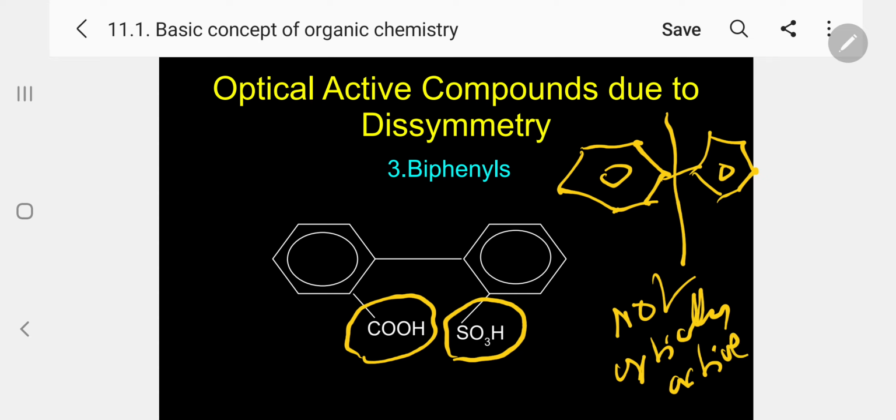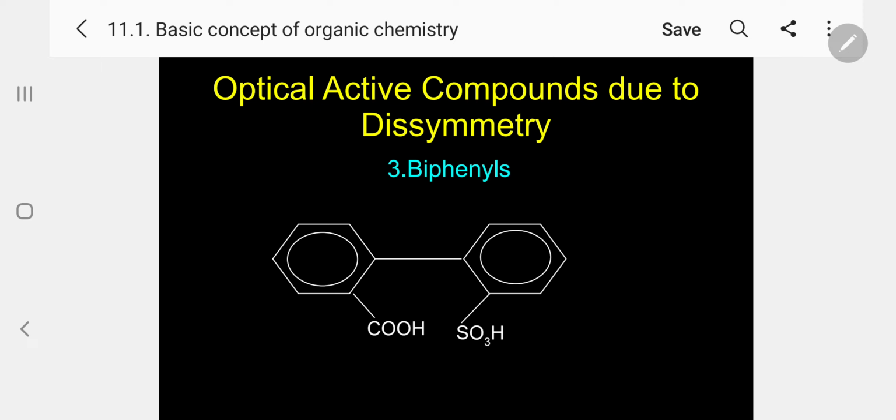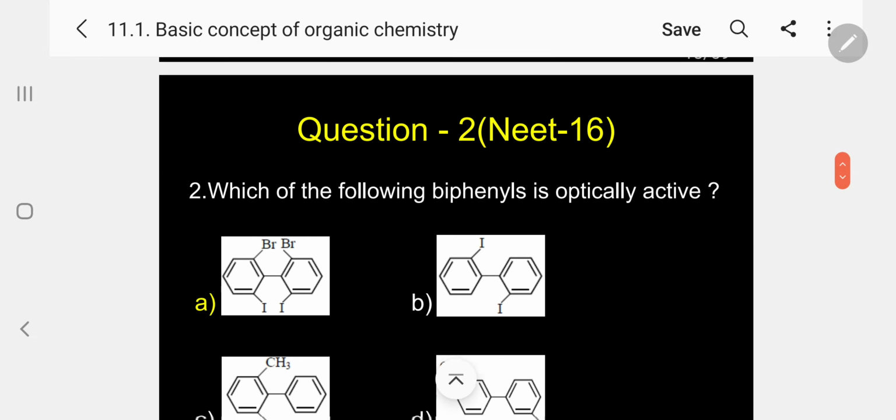Optical activity arises in biphenyls when bulky groups occupy the ortho positions. Because of the repulsions, the ring will rotate in such a way that one ring will be perpendicular to the other ring. So the substituents will automatically go on opposite sides. So there is no plane of symmetry, no center of symmetry, no axis of symmetry, and no alternate axis of symmetry. But there is no asymmetric carbon atom, please remember. That's why biphenyl is optically active. Only based on this, I am going to discuss this compound.